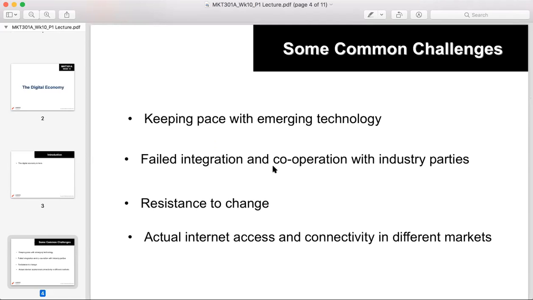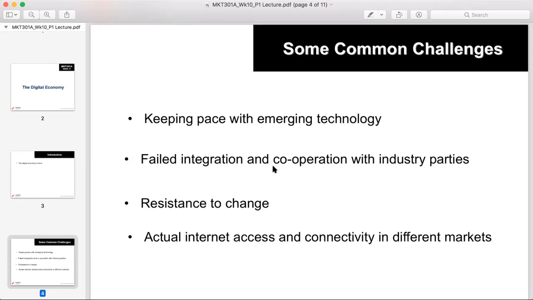It's quite fast. The development of technologies is very fast. Okay, and the other challenge that companies may face is the failure in terms of integrating the digital technologies in their organization. And the other challenge is the resistance to change, basically with the digital technologies that allow us to communicate easily among ourselves and also with the customers.